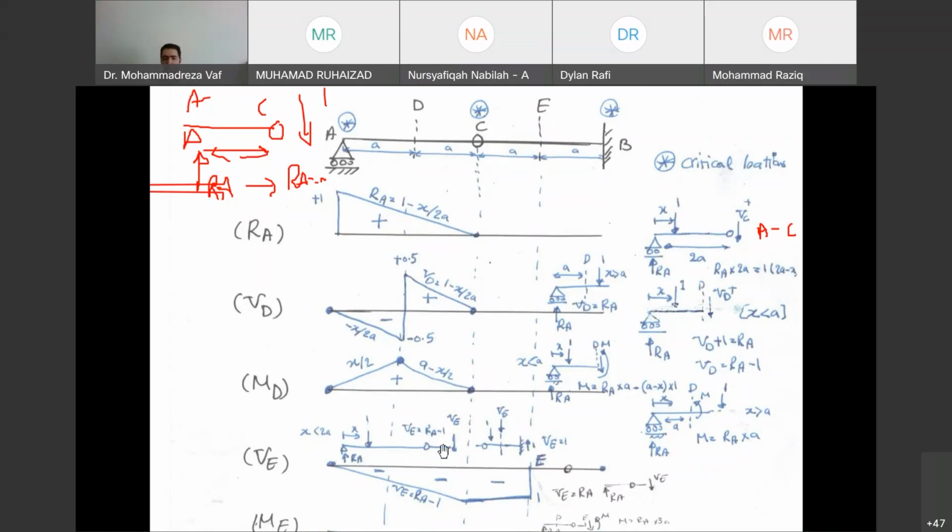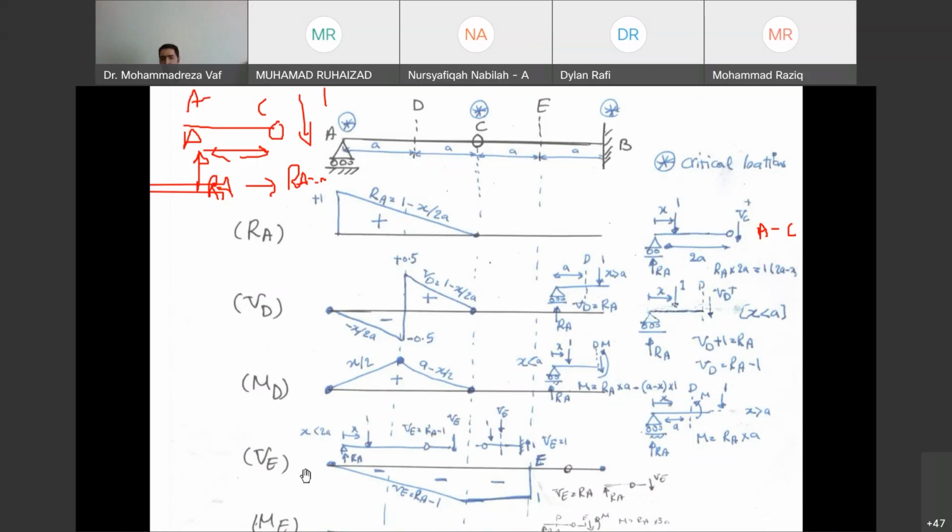So for before point E, if you want to calculate VE, we can write down sigma of y equals 0. VE plus 1 minus RA should be 0. From there, VE is RA minus 1. So meaning, from point A to E, when the load is moving, the value of VE changes with this equation. And since we know RA, we just need to deduct it from 1 and put it there as the value of VE.